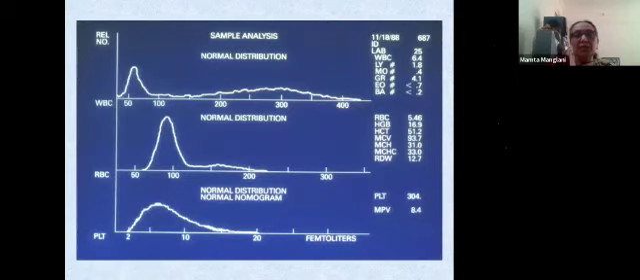Now, when you look at WBC, RBC, and platelet over here, this is a typical normal looking histogram where you have, these are the lymphocytes, these are the monocytes, very few, these are the granulocytes, and eosinophils, again, very few.